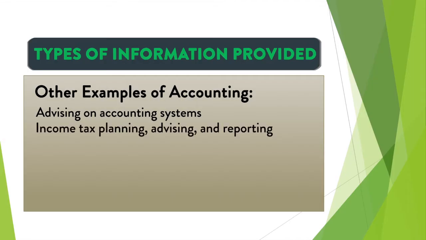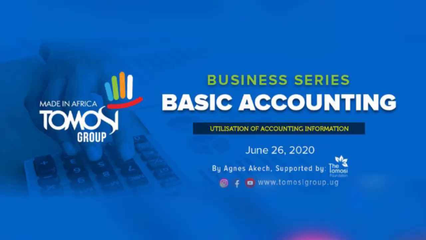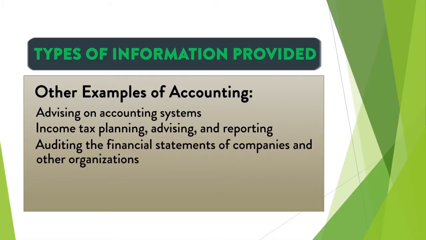You can also have income tax planning, advising, and reporting. Time and again, we've seen most businesses struggling with tax compliance or tax issues. They'll invite someone outside the system to look into their tax issues and compliance, advise accordingly and report to management. There's also the element of auditing. Most of us are familiar. We may not know the nitty-gritty of auditing, but we know most companies do audit the financial statements of companies and other organizations. These are still types of information provided.